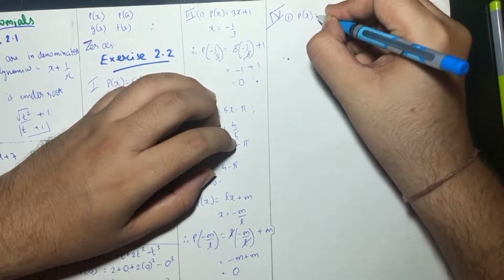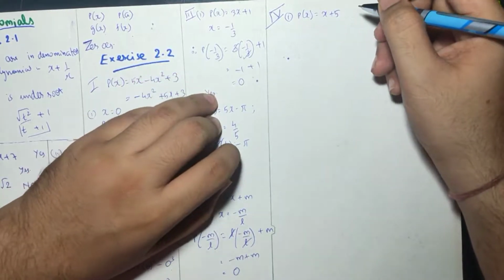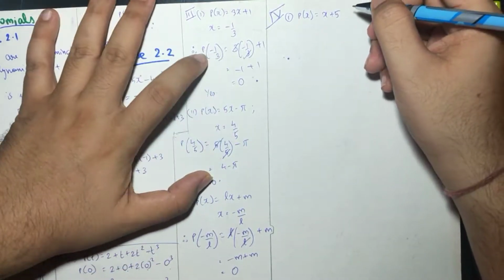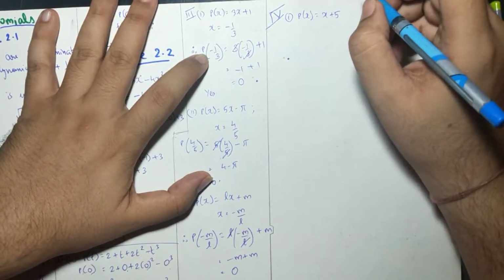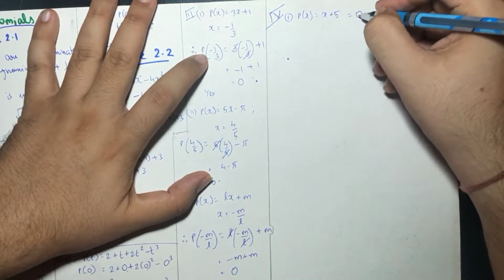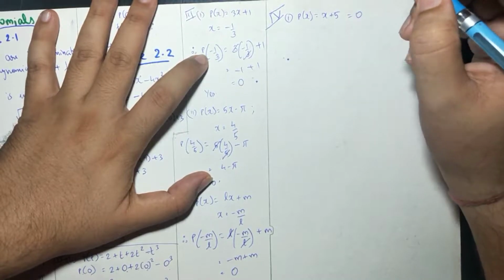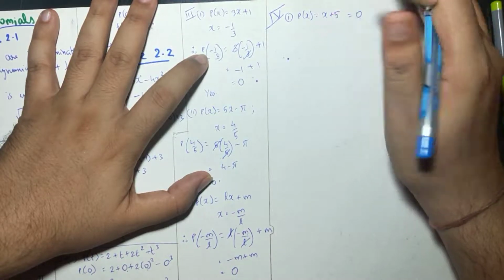The polynomial given to us is x plus 5. This is the first polynomial. To find the 0 of any polynomial, the only method is to equate it to 0. उसको equal से equate कीजिए और x की value find कीजिए. जो x की value आएगी, that will be the 0 of the polynomial.